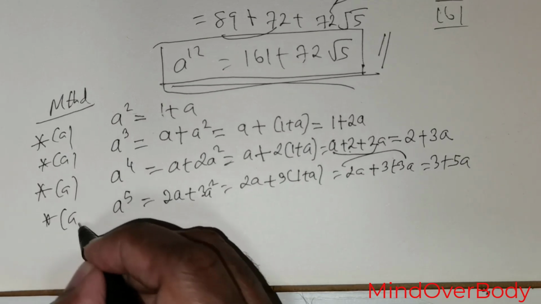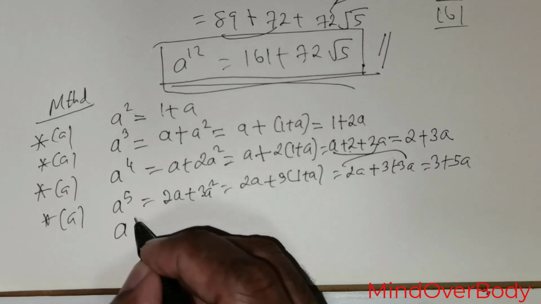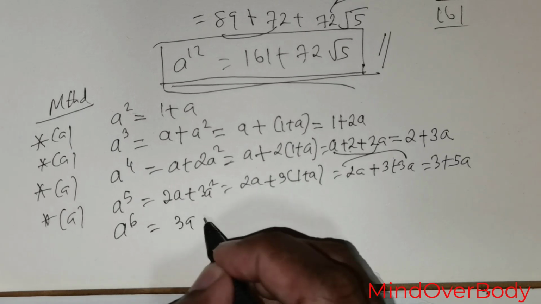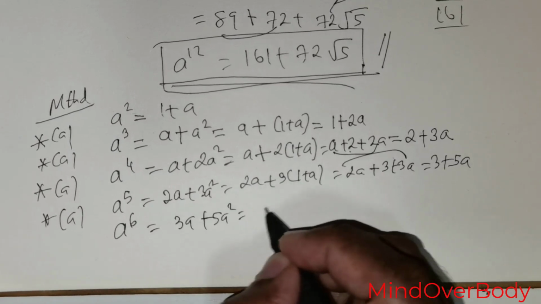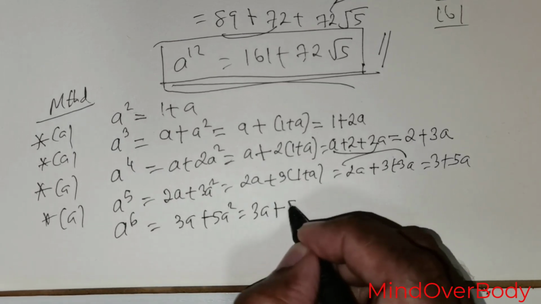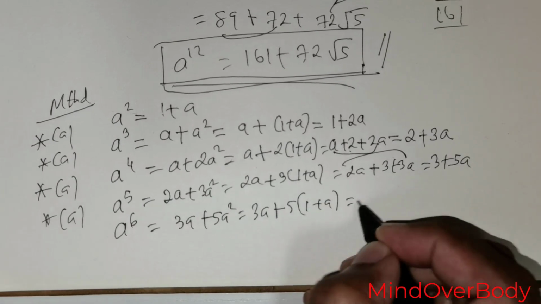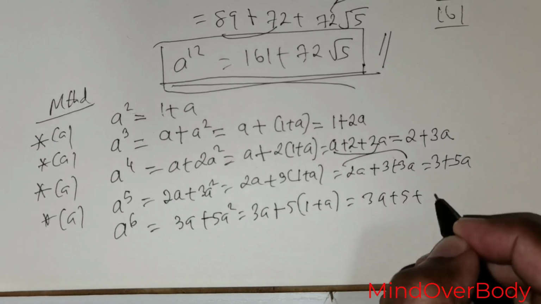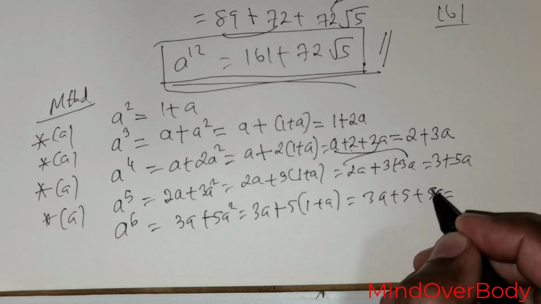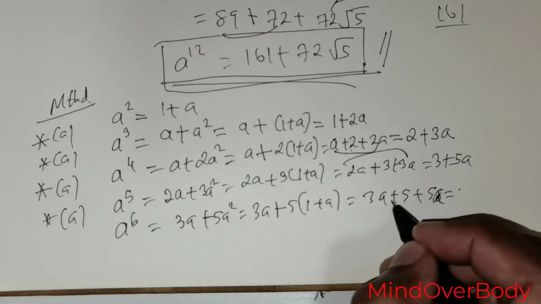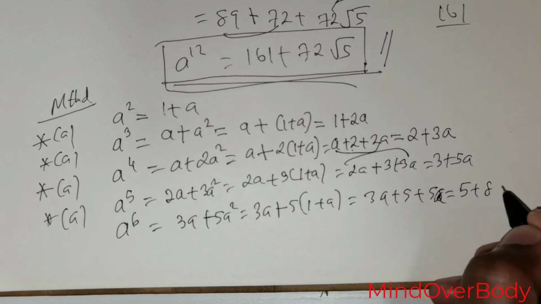Now one more time, I want to multiply this by a. I get a to the power 6 is equal to 3a plus 5 times a squared. I can rewrite this as 3a plus 5 times (1 plus a), which is 3a plus 5 plus 5a. Now this can be rewritten as 5 plus 8a.